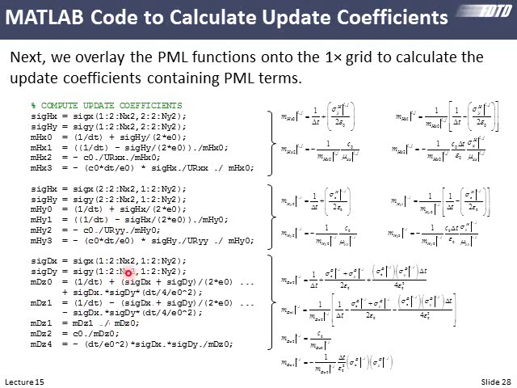In this third set, this is associated with the update equation for the dz component. So we go to sig x and sig y and we pull off the points that are at the same points as d sub z. And we have our 2 sigma terms that then we use in our update coefficients.